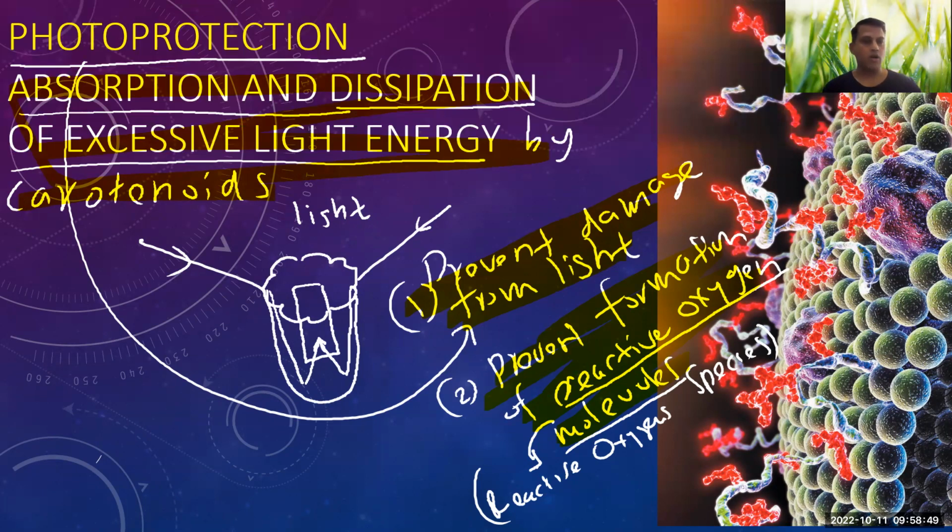Okay, what is the function of carotenoids? It can absorb light and it contributes to the photosynthesis. Second function is it does photoprotection. What is photoprotection? One, it prevents damage from excessive sunlight by dissipation of excessive sunlight. Second, it prevents formation of reactive oxygen species. Okay, now reactive oxygen molecules we don't learn in the syllabus.